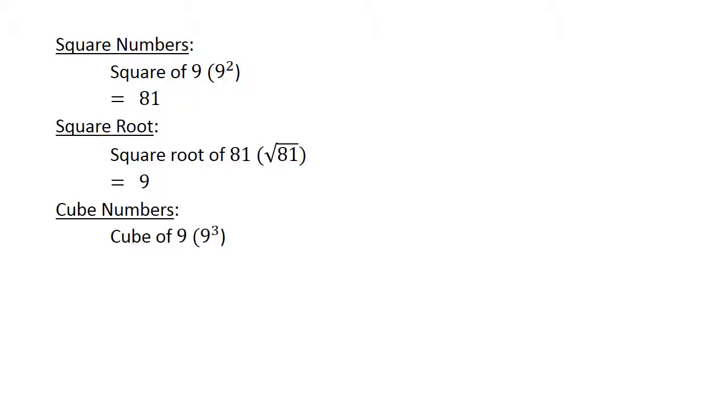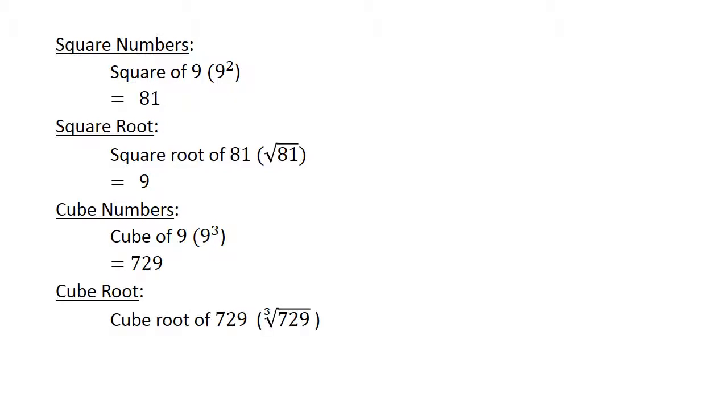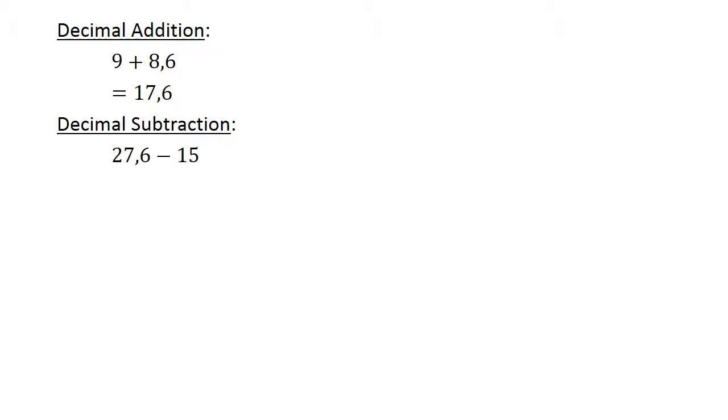Cube numbers, the cube of 9 equals 729. And the cube root of 729 equals 9. Decimal addition, 9 plus 8,6 equals 17,6. Decimal subtraction, 27,6 minus 15 equals 12,6.